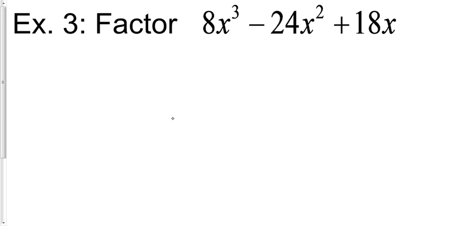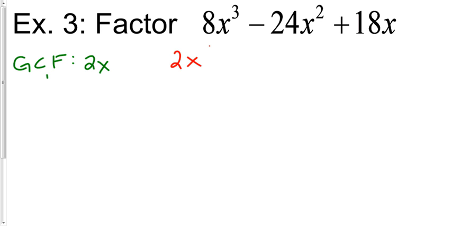All right, example 3. How do we factor this one? Well, the first thing, again, that I noticed is that there's a common factor here between all of these terms. 2 goes into each number. 2 goes into 8, 2 goes into 24, and 2 goes into 18. They also have a common factor of x. So the first thing I'm going to use is the greatest common factor method, and I'm going to factor out 2x. Okay, so when I do that, 2x comes out in front.